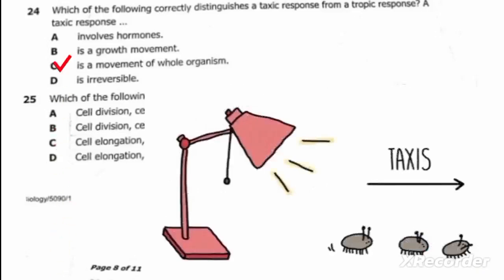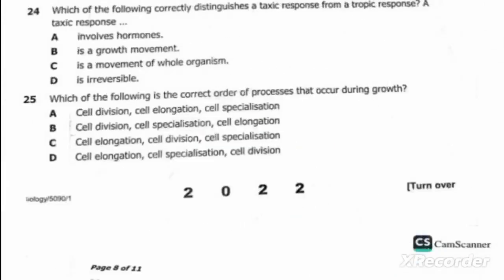So for tropic response, the tropic response is offered by plants. And we know that only part of plants are able to respond to stimuli. For example, the shoot will respond positively to light and will respond negatively to gravity. So our correct answer is C, the movement of all organisms.